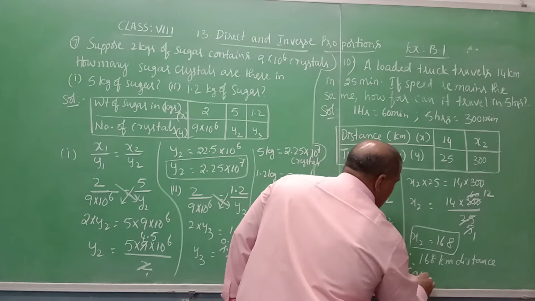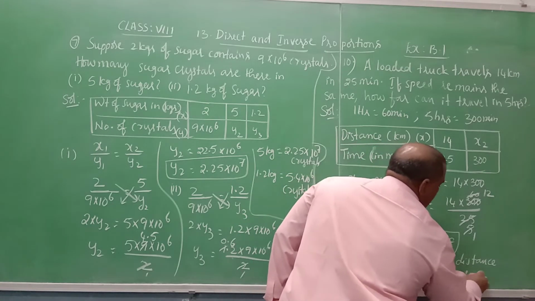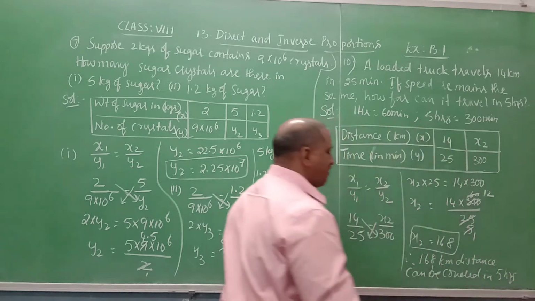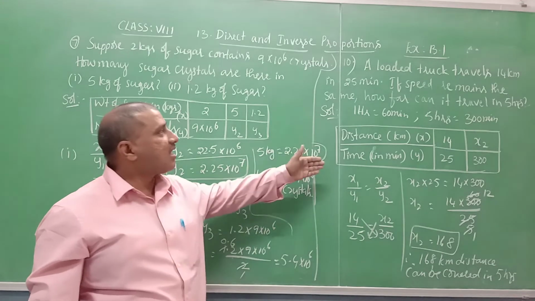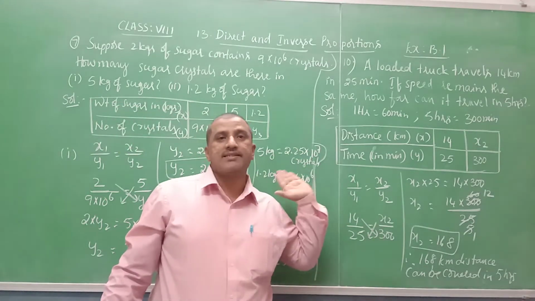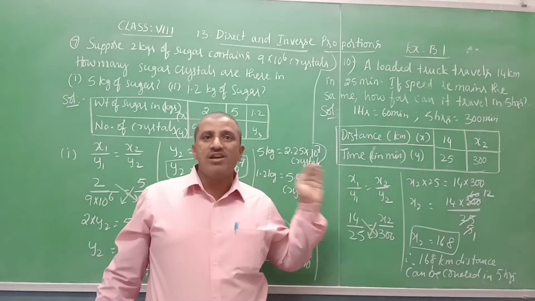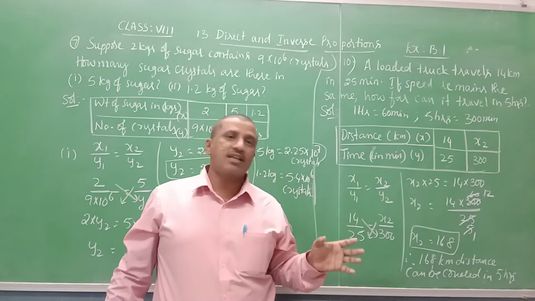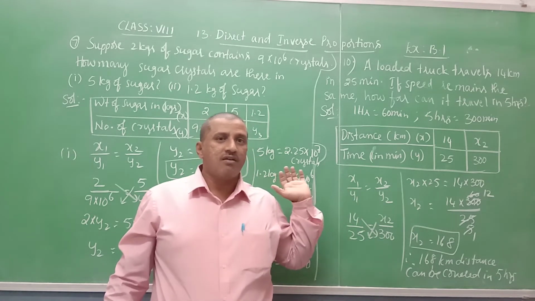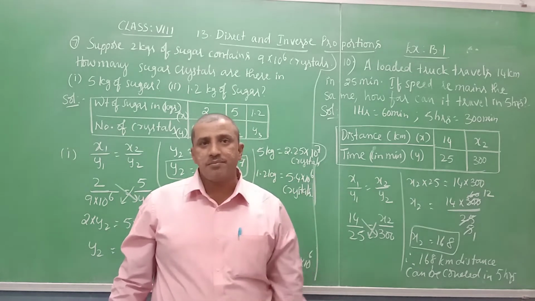of distance can be covered or traveled in 5 hours. In how many hours? 5 hours. It can travel a distance of 168 kilometers. So this is about direct proportion. Now we will discuss situations which are in inverse proportion and finding the values of those situations in exercise number 13.2.